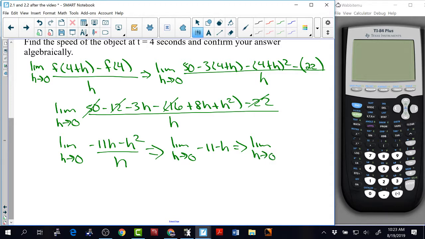Limit as h approaches 0. Oh, no. I'm doing the limit now. I finally don't need to write that because now we're going to plug 0 in for h. Negative 11 feet per second.